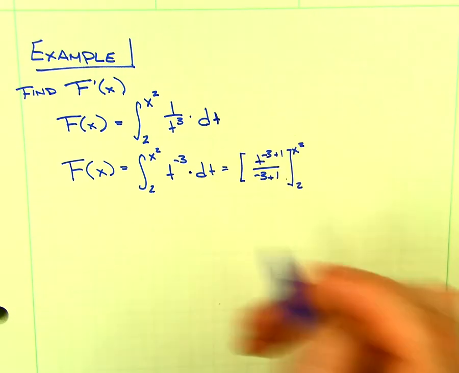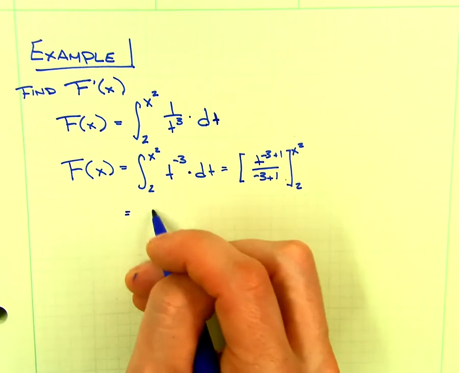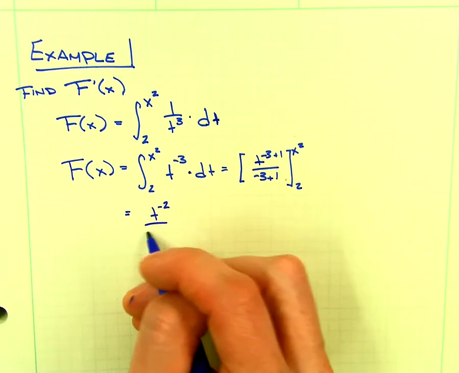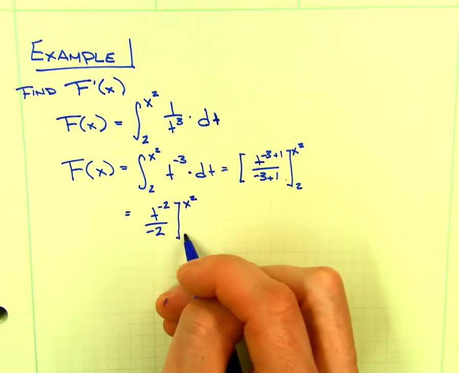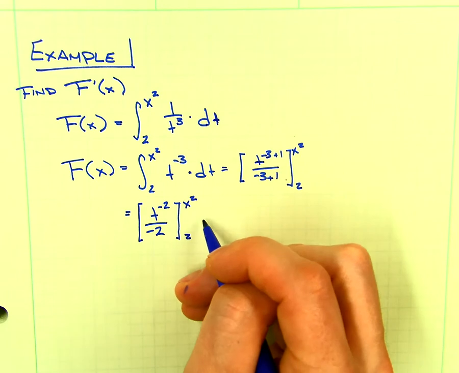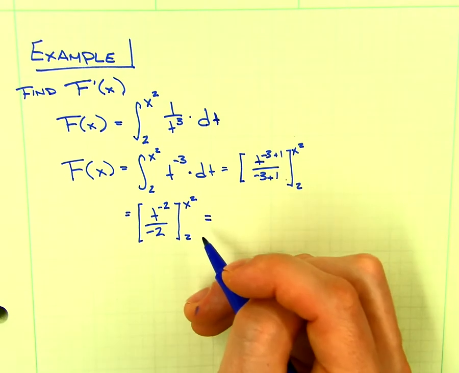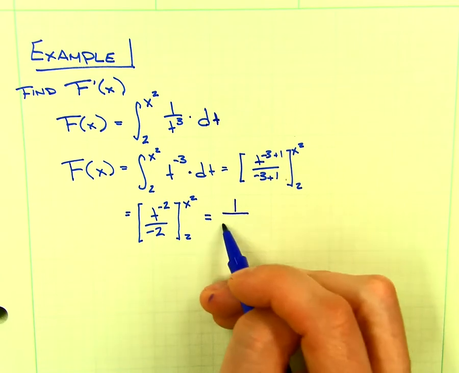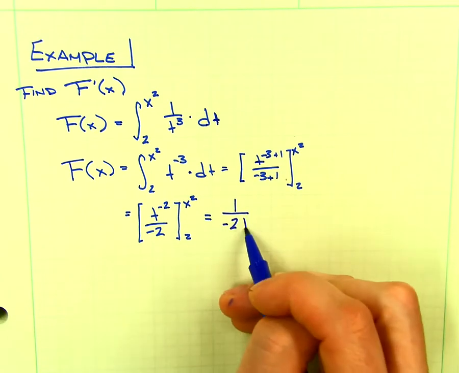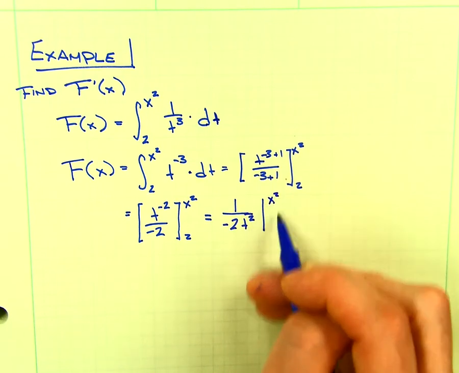And then when I keep going, right, so I simplify this a little bit more, minus 3 plus 1 is minus 2, so t to the minus 2 divided by minus 2, from 2 to x squared. And sure enough, when I start plugging this back in, just like I did previously, first let me do one more iteration of rewriting this. So I'm going to say 1 over minus 2, and then the t in this case flips down, so I get t squared in the denominator, and it's going from 2 to x squared.